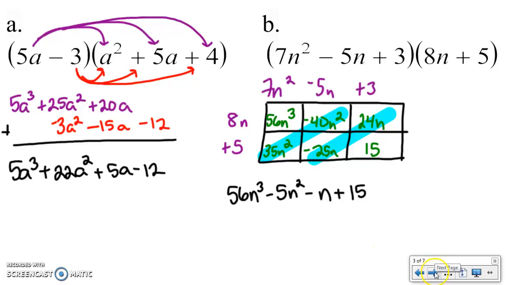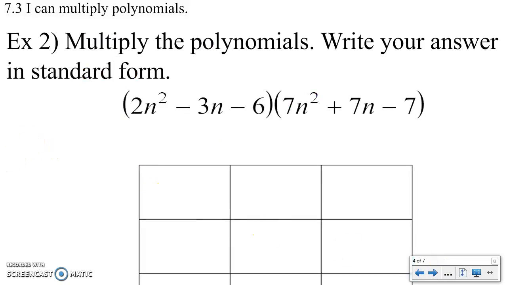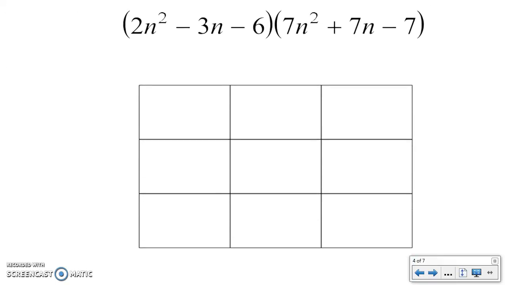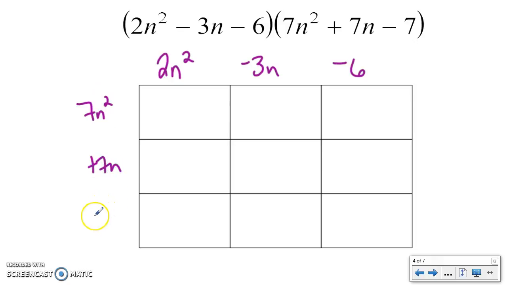Okay, one more example today. We are going to look at multiplying a trinomial by a trinomial. And for this one, I'm going to tell you you need to use a box because it's going to make it a lot easier to keep your work organized. So if I set this up, I have 2n squared minus 3n minus 6 across the top, and 7n squared plus 7n minus 7 across this, or down the side. Now I could switch these around, but make sure this whole group is on the same side and this whole group is on the same side.